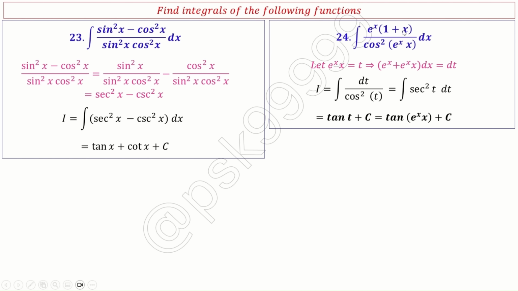E to the power of x into 1 plus x divided by cos square of e to the power of x into x. If I take e to the power of x into x as t, then dt is e to the power of x plus x e to the power of x, into dx. So this is nothing but dt by cos square t. 1 by cos square t is nothing but secant square t. So this is tan t plus constant, so tan of x e to the power of x plus constant.